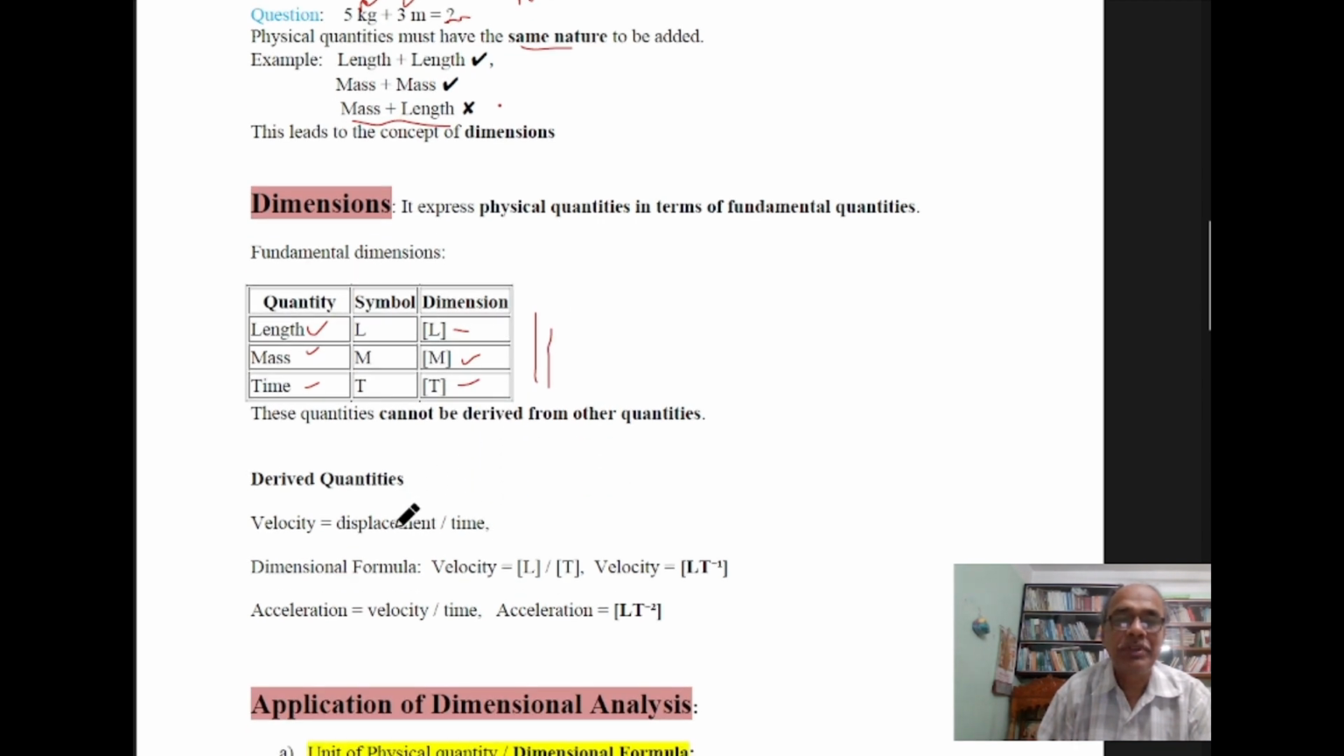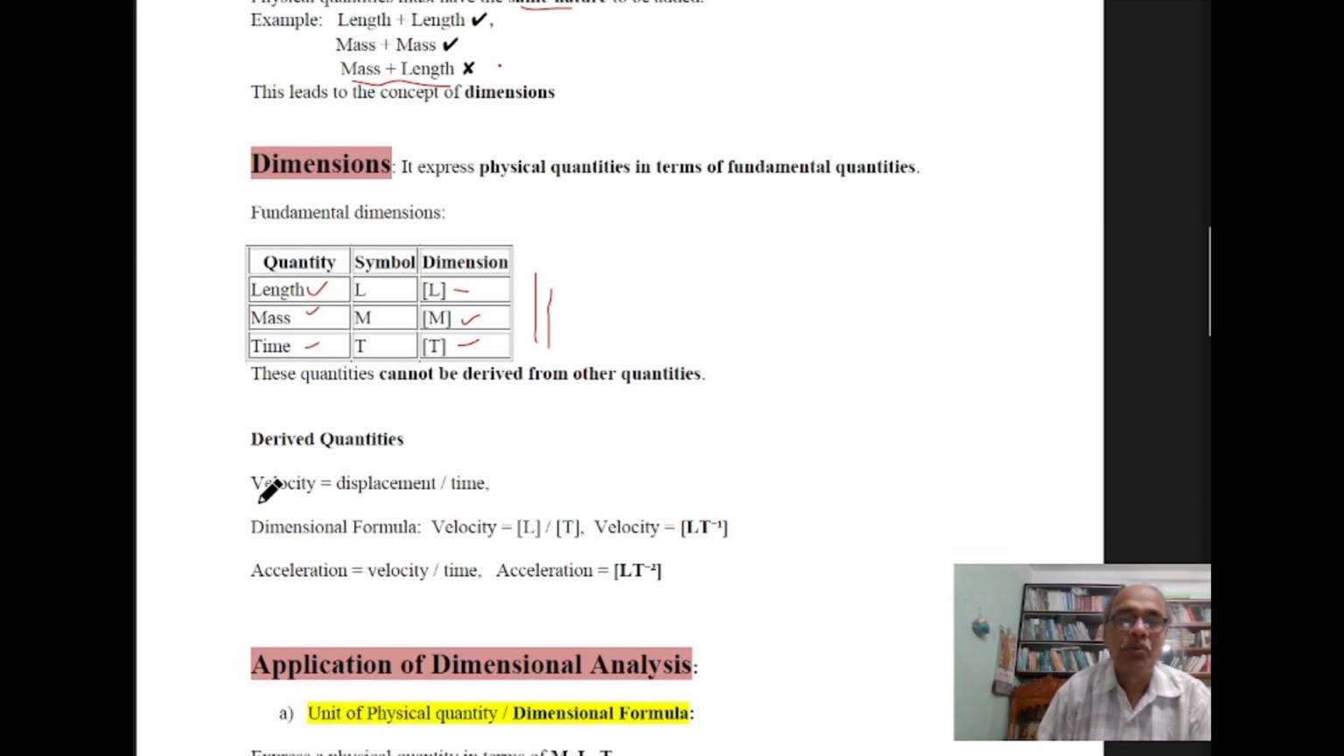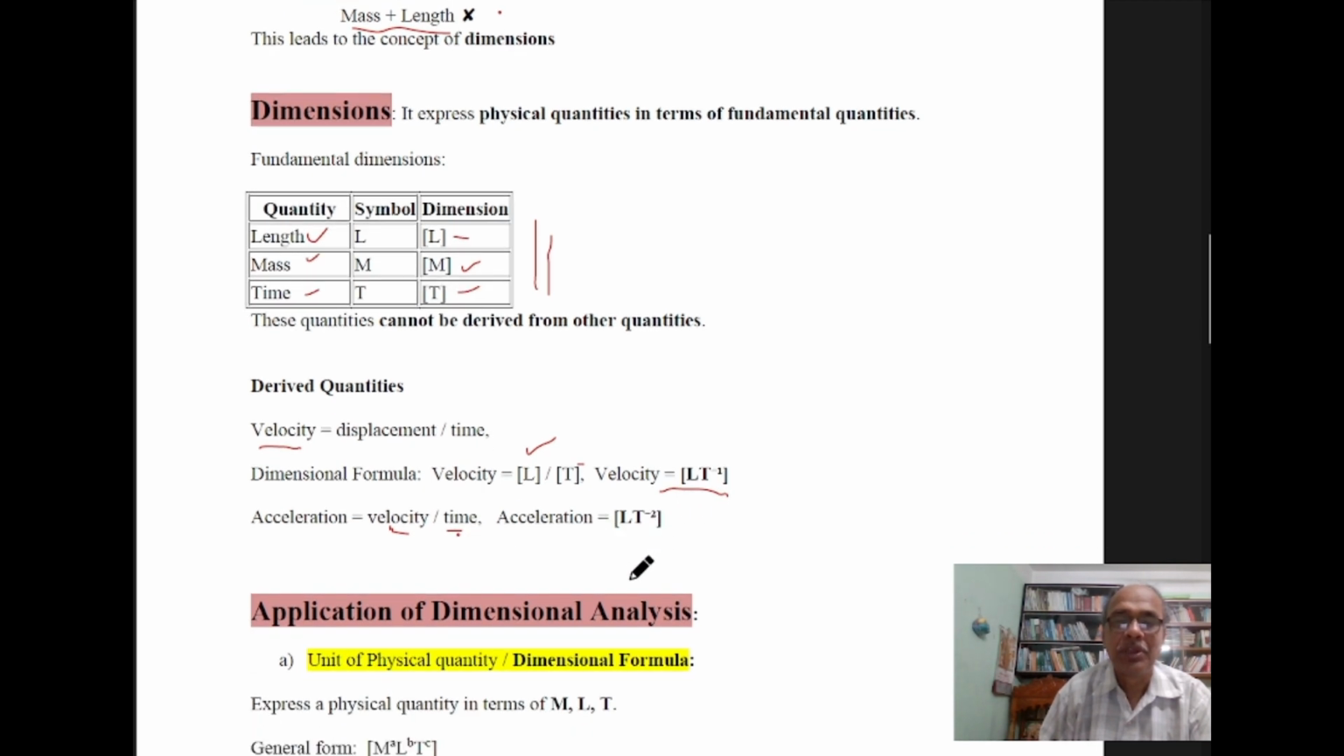And derived quantities, we know, for example, velocity equals displacement by time. So what is the dimensional formula of velocity? The dimension of displacement is L and time is T, so it equals L T to the power minus 1. Similarly, acceleration is velocity by time, so L T to the power minus 1 divided by T, that is L T to the power minus 2.